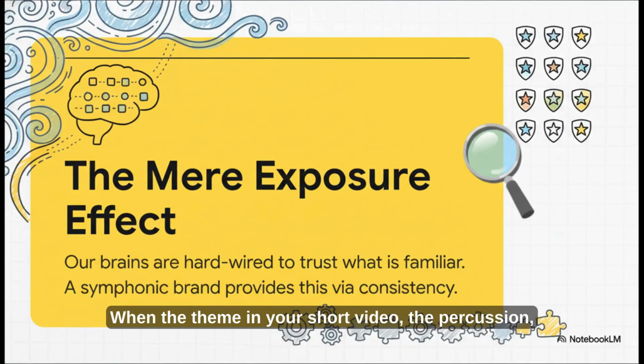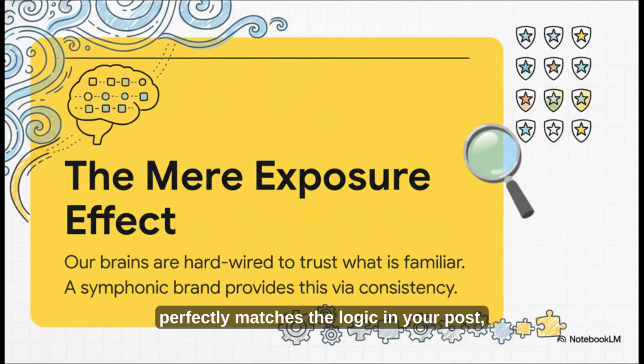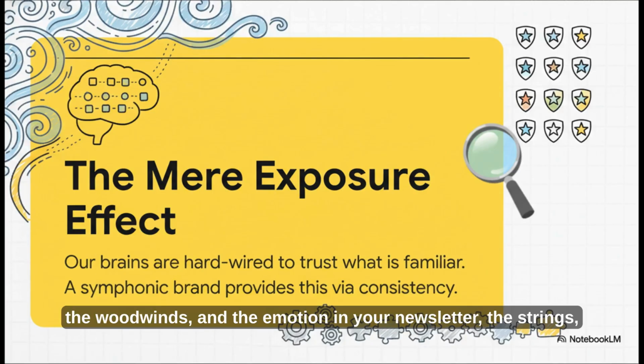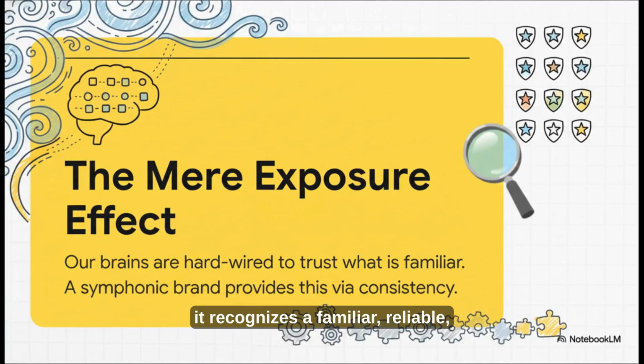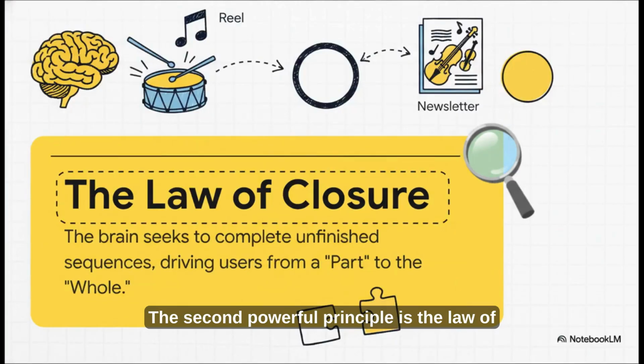When the theme in your short video, the percussion, perfectly matches the logic in your post, the woodwinds, and the emotion in your newsletter, the strings, your audience's brain doesn't just see a brand, it recognizes a familiar, reliable, and therefore trustworthy friend. The second powerful principle is the law of closure.